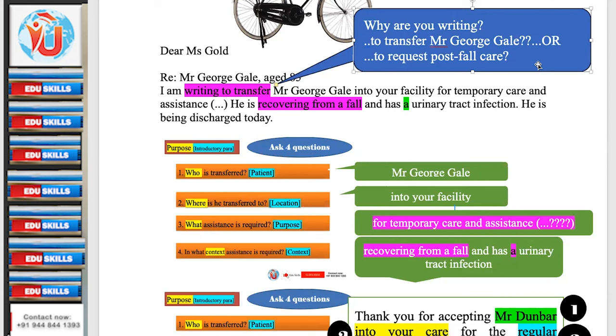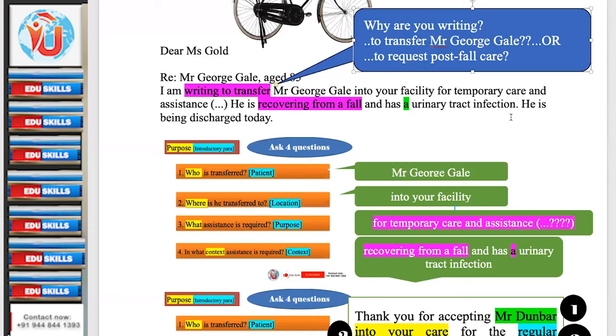Okay. Mr. George Gale into a facility for temporary care and assistance of what? Discharge to your unit. That has to be mentioned. Otherwise, you won't get score. Assistance. What assistance? Temporary care and assistance can be for different things. Clearly, what request, what assistance is required? This is not complete. Facility for temporary care and assistance for what? He is recovering from a fall. Is he recovering from a fall? Means he is getting up almost. Yes, he is there still fallen. Is it true? He is recovering from a fall? No. And has a urinary tract infection. He is being discharged today.